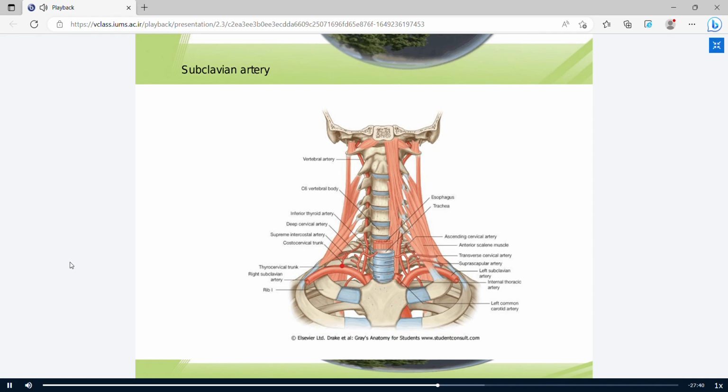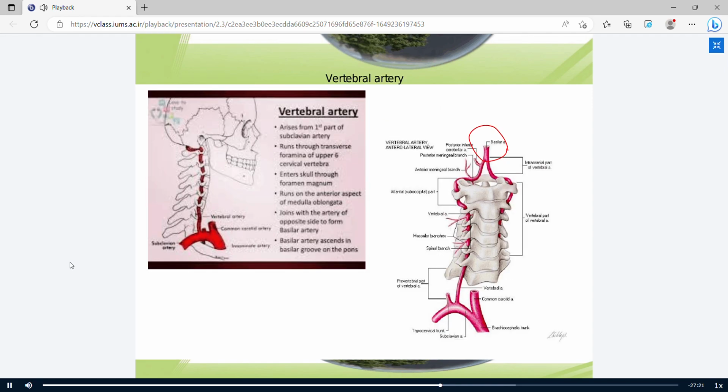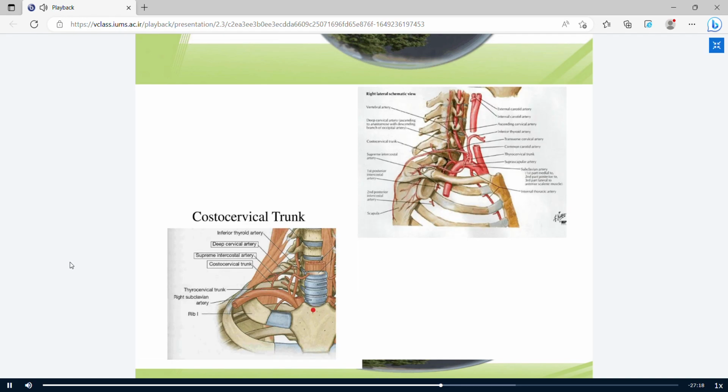The costocervical branch on the right side arises from the second part of the subclavian artery, but the costocervical on the left side arises from the first part of the subclavian artery. This is a very important point. The costocervical trunk on the right arises from the second part, but on the left side it arises from the first part. This is the costocervical trunk.